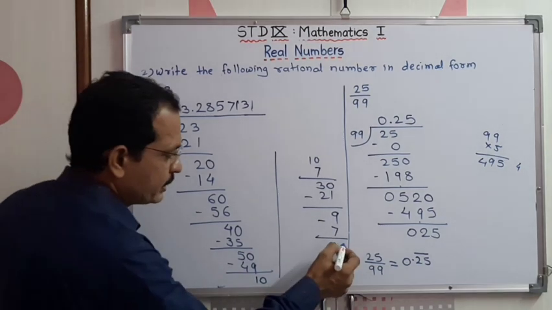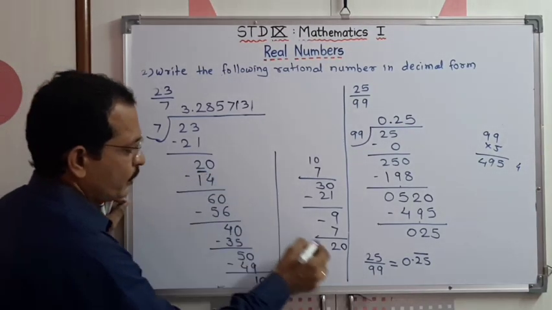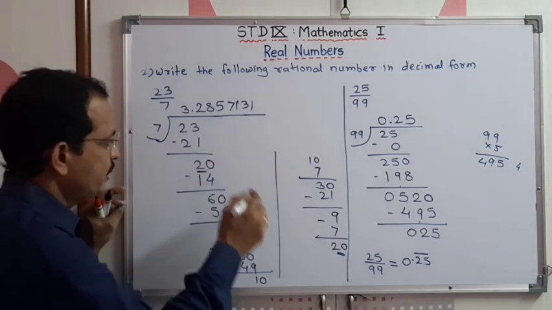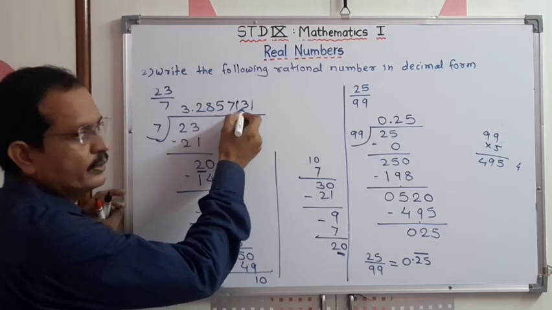Now we take the 0. Listen here students. This is 20. Now it is repeated, 20. Therefore division of this takes place again and again like this: 2 8 5 7 1 3.